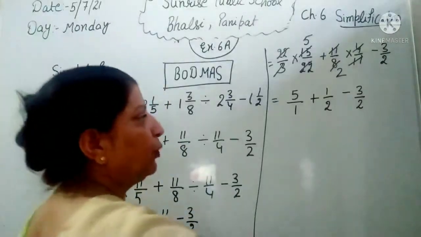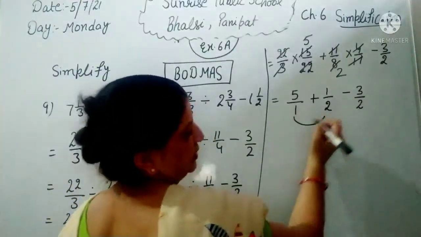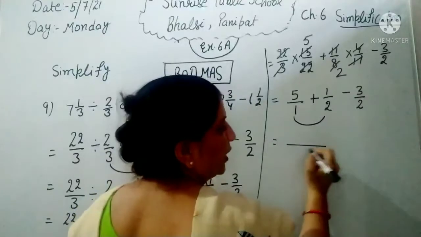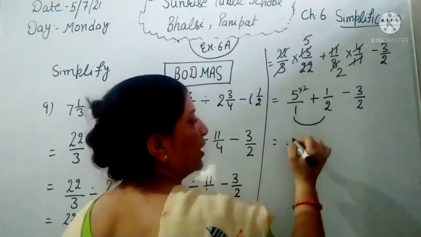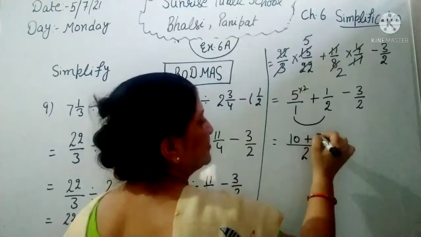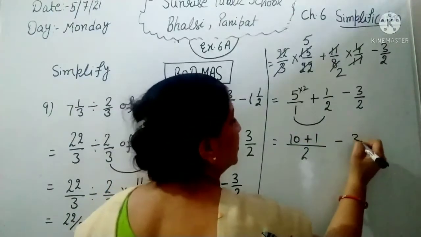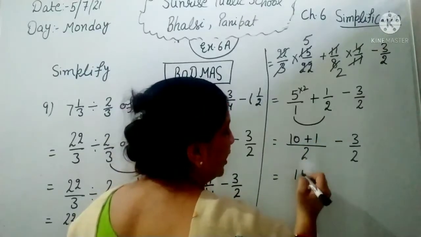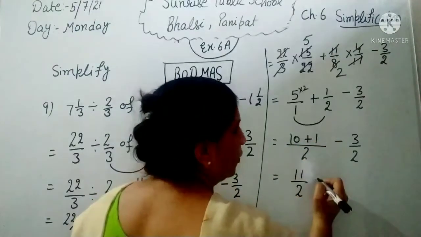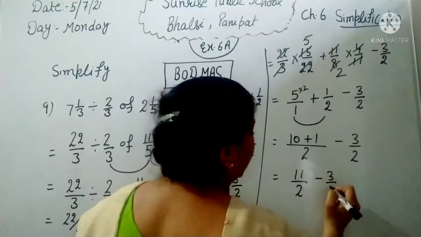Now we have to add these two numbers. Here the LCM is 2, so we write 2 and multiply 5 2s are 10. 10 plus 1 minus 3 by 2. 10 plus 1 is equal to 11. 11 by 2 and a minus 3 by 2.